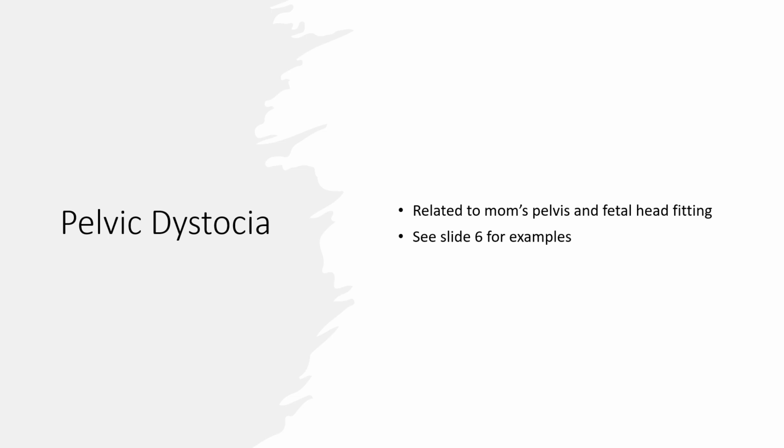Okay, your next one here is a pelvic dystocia. So this is all related to mom's pelvis and the fetal head fitting. So let's say it's a normal size fetal head. There's no issues with it, but it just doesn't line up with mom's pelvis. So if you go back to the slideshow from the week before, I believe it's slide 6, that lists the 4 different types of pelvis or pelvises or pelvi. You have your gynecoid, your platypelloid, those 4 different ones.